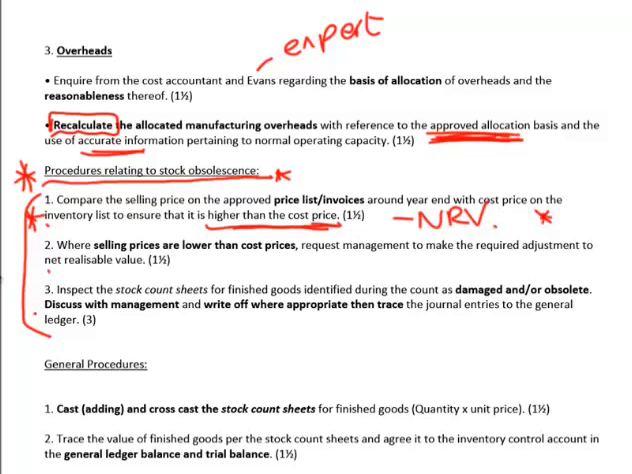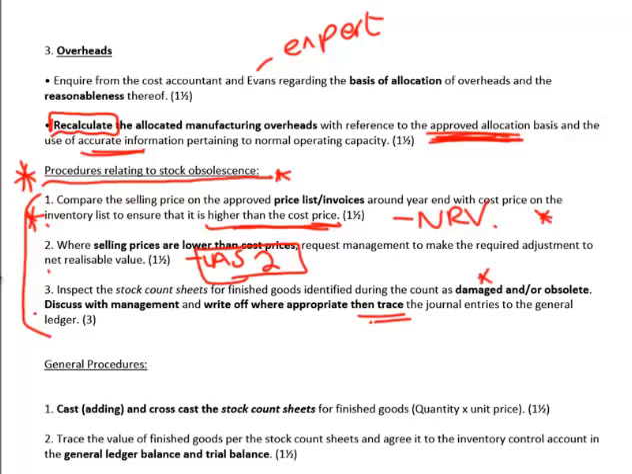Where those selling prices are lower than our cost prices, we need to request management to make the required adjustment to net realizable value. Also very important in terms of IAS 2. Okay, accounting plays a very important role in these types of solutions. Number 3, inspect the stock count sheets for finished goods identified during the count as damaged and obsolete. Discuss this with management and write off where appropriate, and then trace those journal entries to the general ledger. So basically, once we were doing our stock counts, if there was anything sitting in a corner that looked damaged or we won't be able to sell it for what it's worth, that's a red flag.